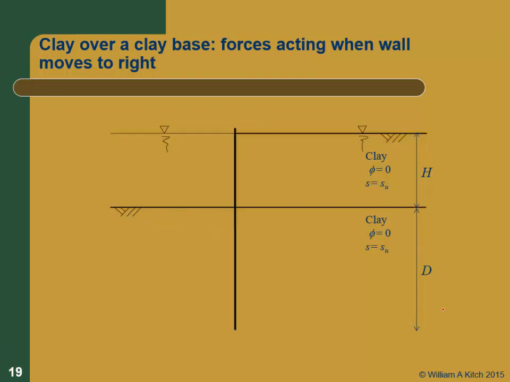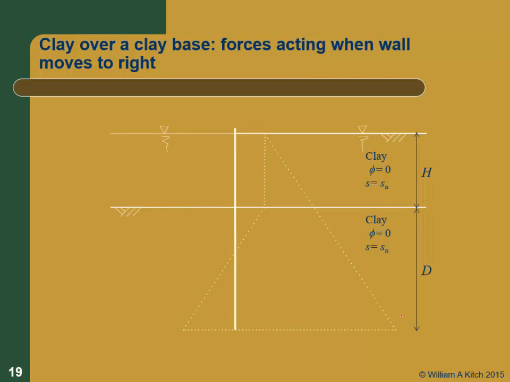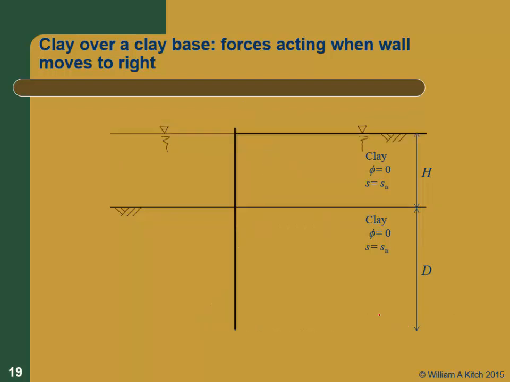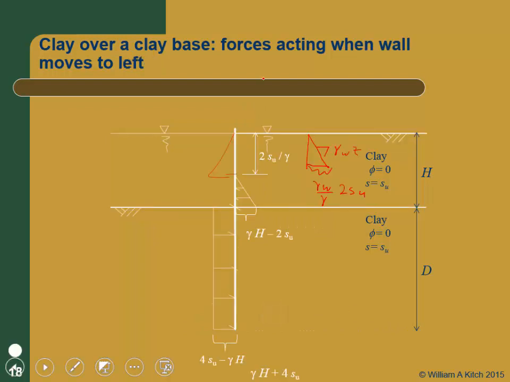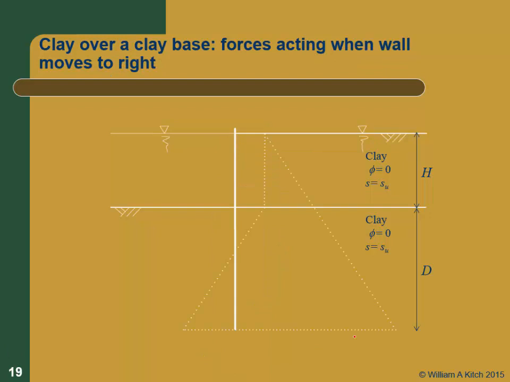So what are the net forces when the wall is moving to the right? Well, I'm not sure I said this clearly. These are the net forces when the wall moves to the left, right? I'm not searching for the point of rotation yet. I'm just giving you the net forces when the wall moves to the left, right? Are you with me? What are the net forces when the wall moves to the right? Well, when the wall moves to the right, I have plus 2SU at the surface. This is still going to increase as gamma H, right? Because Ka is Kp is equal to 1.